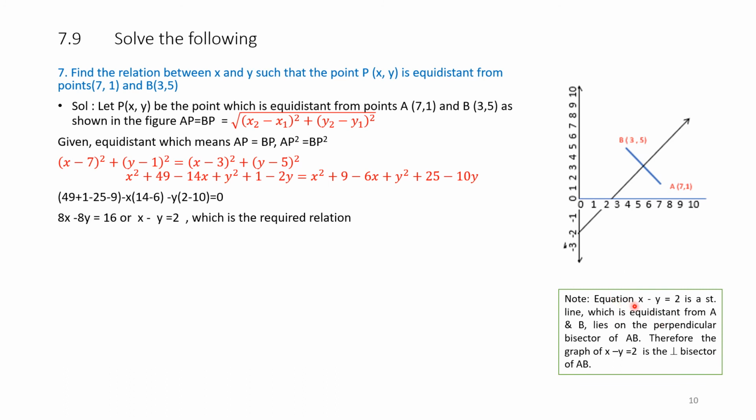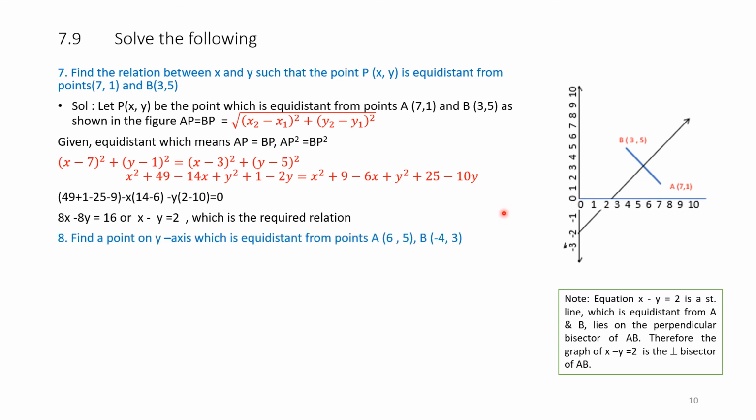Please note that the equation x minus y is equal to 2 is a straight line which is equidistant from A and B, so it lies on the perpendicular bisector of AB. Therefore, the graph x minus y equals 2 is a perpendicular bisector of AB, because it is equidistant, hence it is a perpendicular bisector.